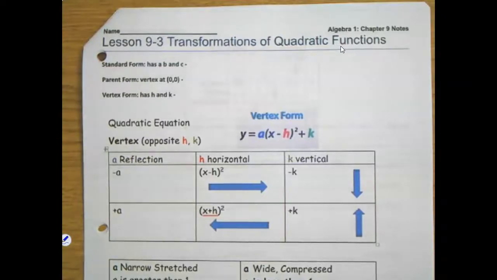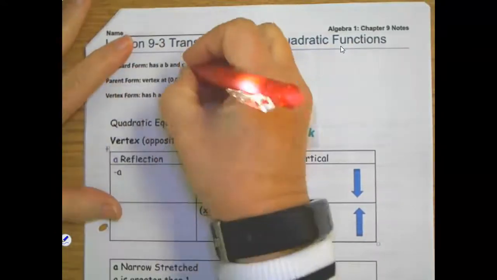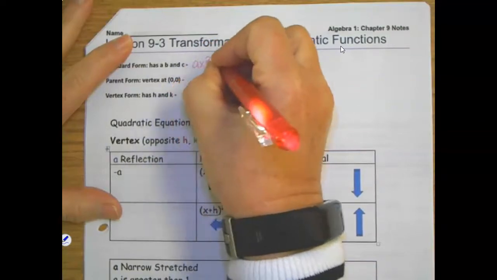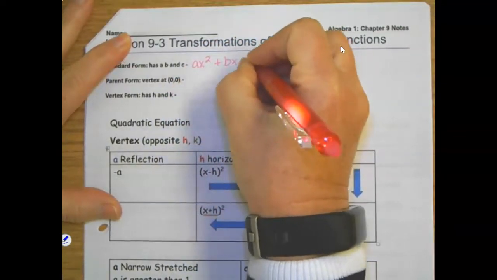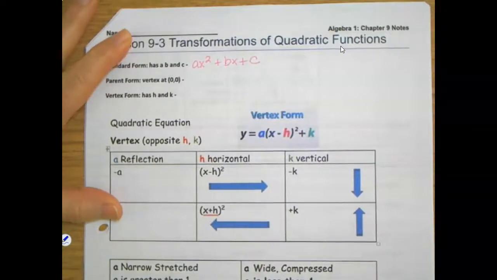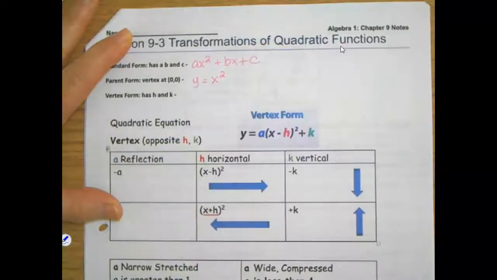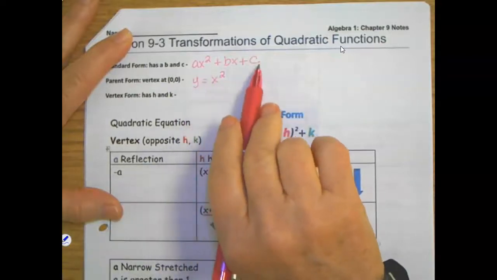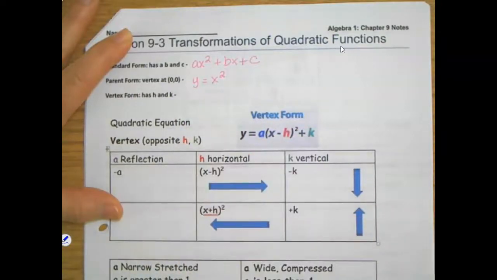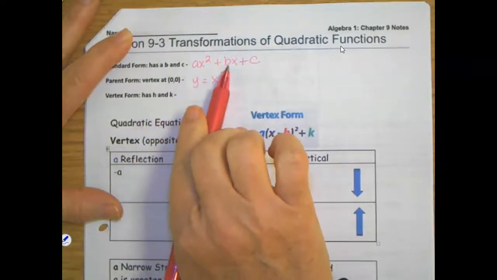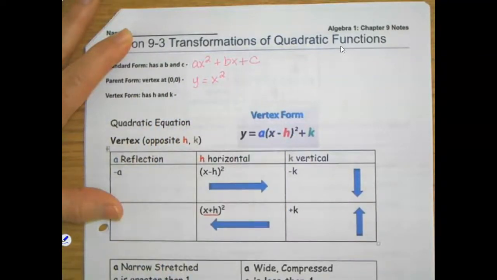So a couple things that you need to know here. First of all, standard form. We know that's ax squared plus bx plus c. The parent form is where my vertex is at (0, 0), which is basically y equals x squared. That's your basic parabola before we add any of these things. Everything that we add here, here, or here is going to move this thing.